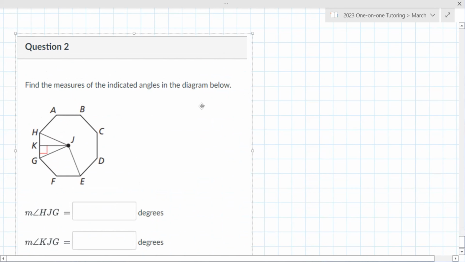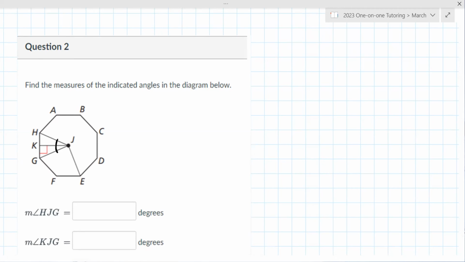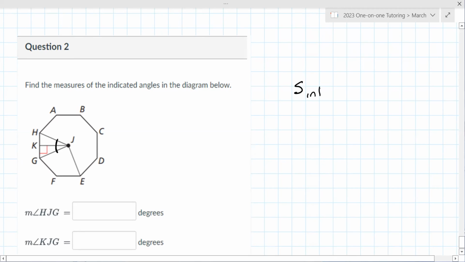All right, question 2, find the measure of the indicated angle in the diagram below. H, J, G. So that's this one right here. Is that right? HJG. Yes. Okay. Well, couple ways to do this. Do you remember the sum of the interior angles formula for a hexagon? No. Okay, so we don't need that, but it could be useful.